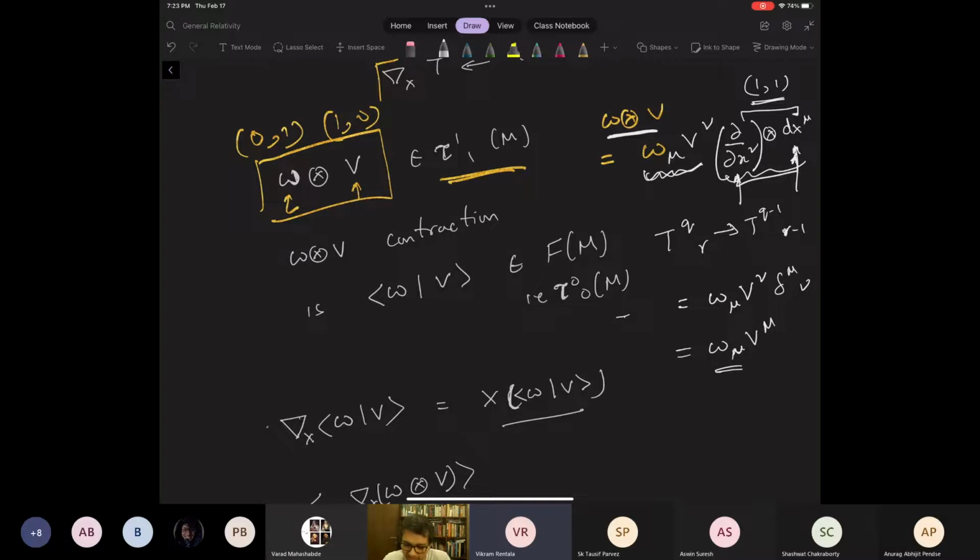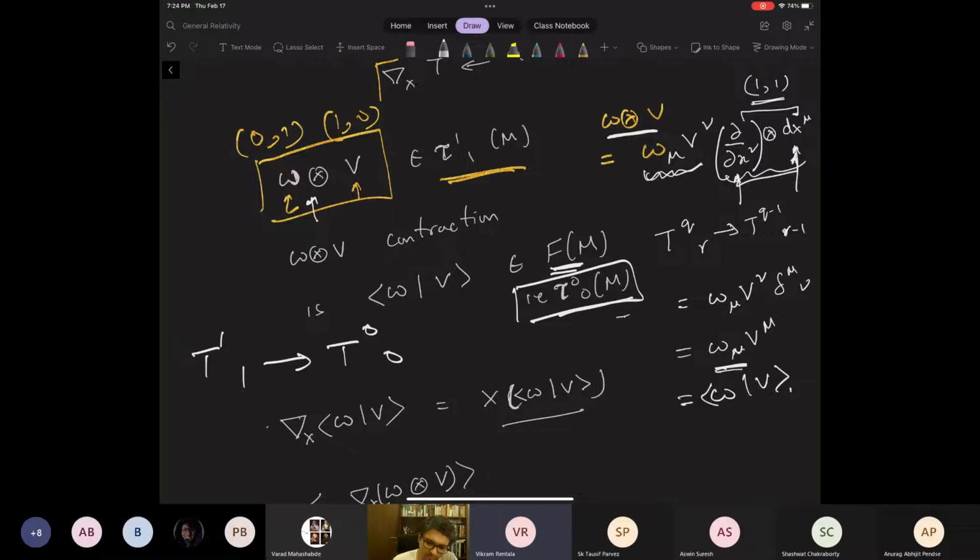Of course, these coefficients are different at different points on the manifold, so it's a scalar field. Through a contraction, I can take this tensor product and reduce it to a scalar. That scalar is nothing but the inner product of W and V, which belongs to the smooth scalar functions on M. That is, it's a tensor of type 0, 0. So we started with a tensor of type 1, 1, and through a contraction, we reduced it to a tensor of type 0, 0.